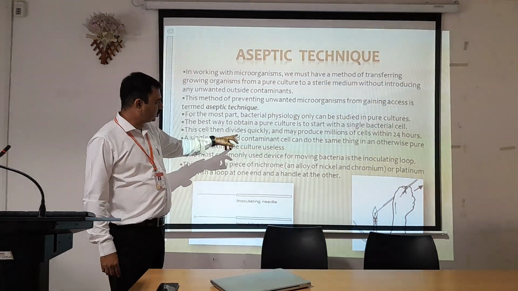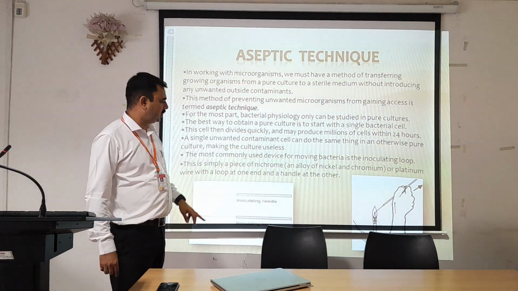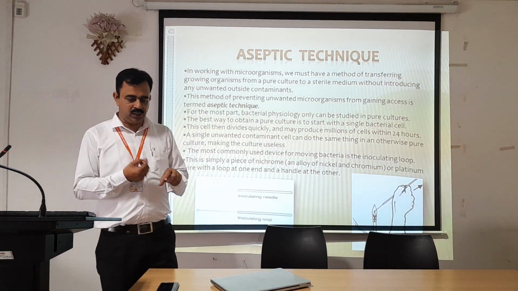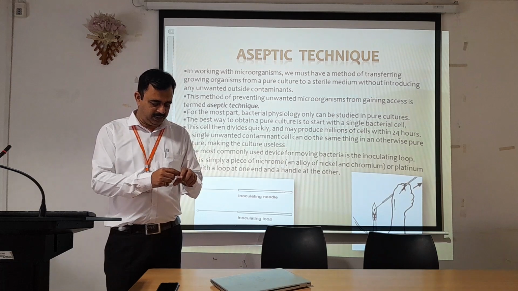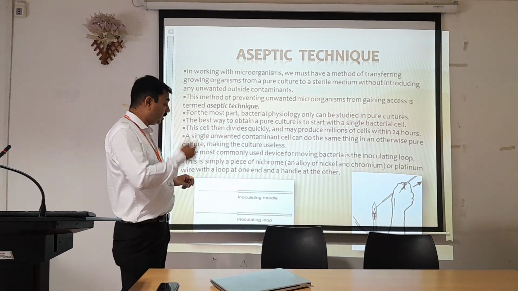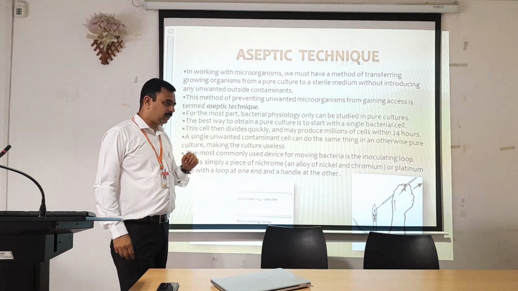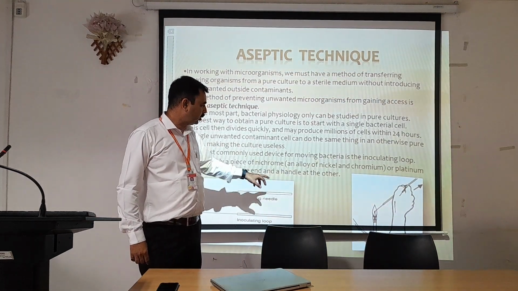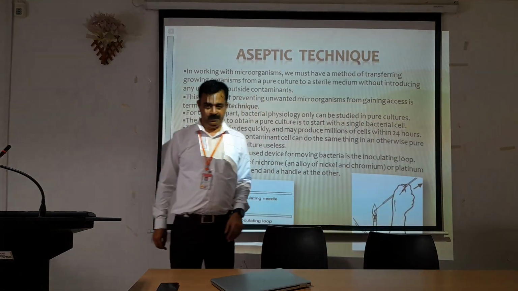This cell then divides quickly and may produce millions of cells within 24 hours. So a very small amount of bacterial cell has to be taken and transferred into another medium so that it works out correctly. For that purpose, what do we need? We need the nichrome wire loop. What is nichrome wire? An alloy of nickel and chromium.